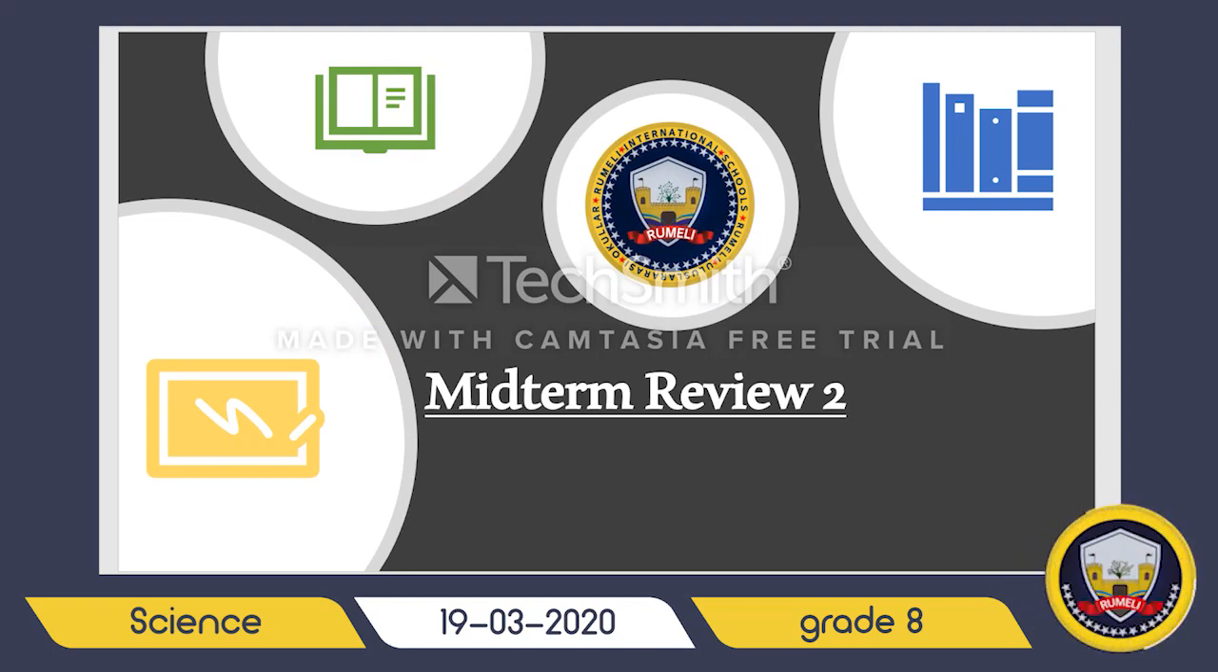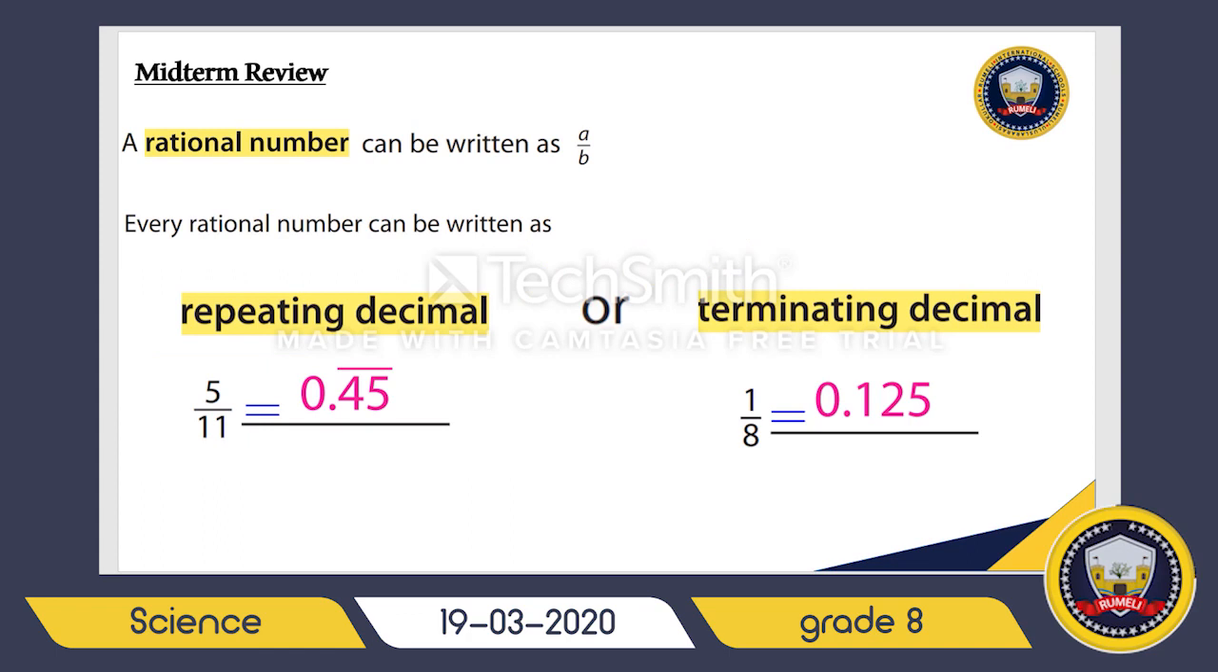Today I'm going to continue with you the midterm review, and I'm going with the chapter of real numbers. So we defined that the rational number, remember, is any number that can be written as a fraction, a over b. And we knew that all rational numbers can be a repeating decimal or a terminating decimal. If it's not one of these, then it is an irrational number.